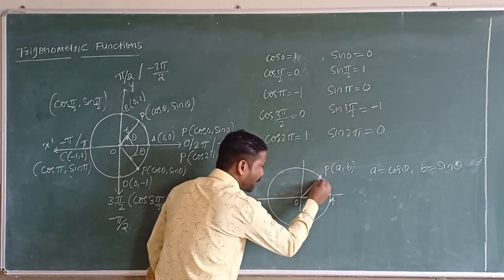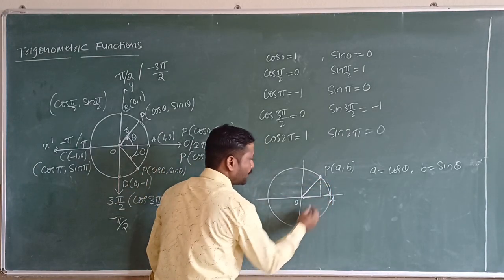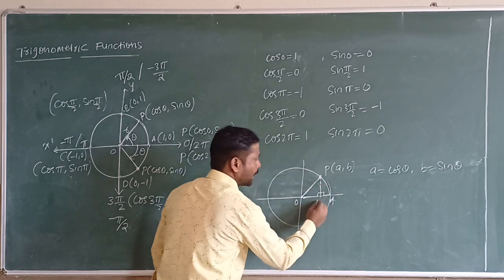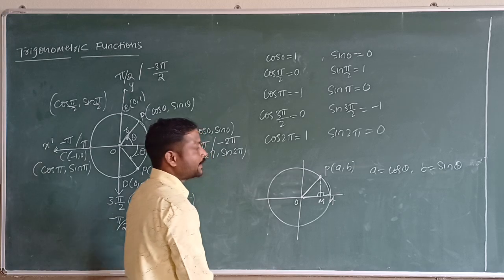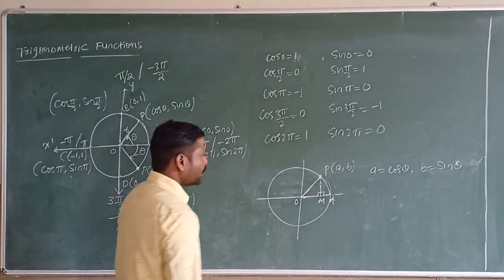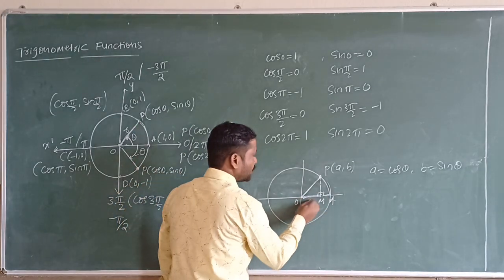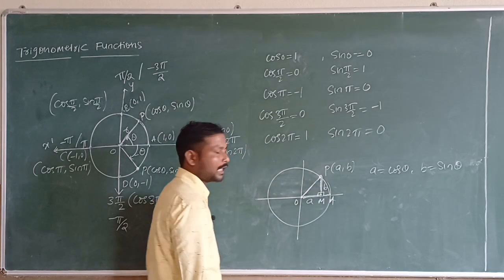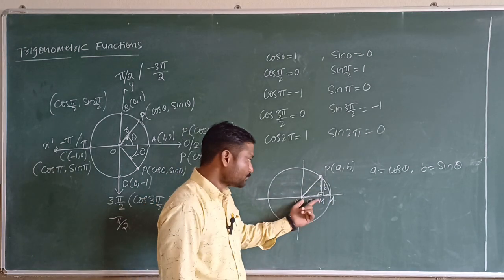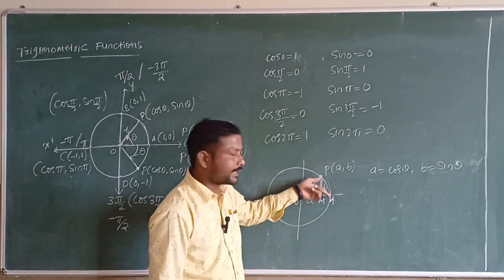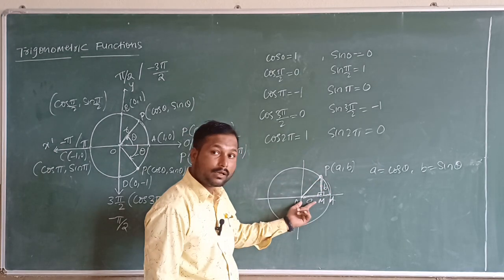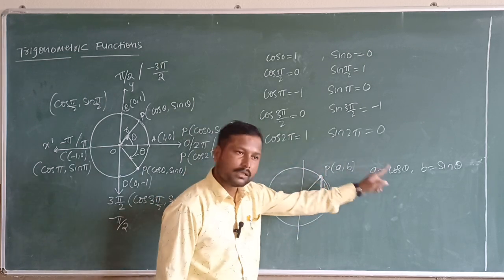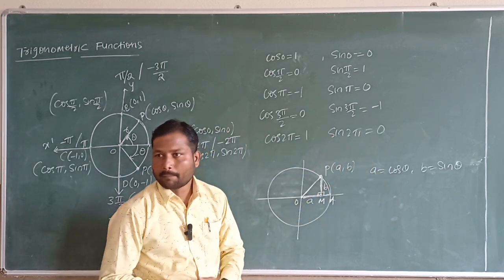Draw a perpendicular line on OA. I have drawn the perpendicular line here. Now take this point as M. Right? This one OM is A and PM is B. So these are A units and B units. A is nothing but cos theta. B is nothing but sin theta.